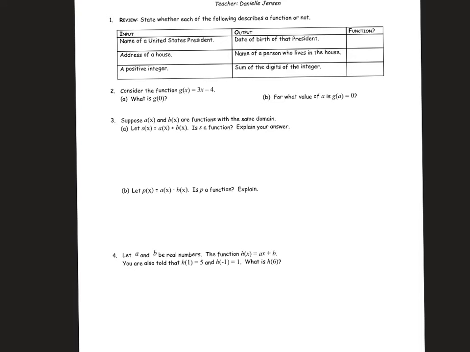This is a video going over some of the problems on 1.4. And first for 3, when we're A and B, when we're thinking about adding functions, or subtracting functions, do we still have a function? Are we still retaining that property that a single input will result in a single output?